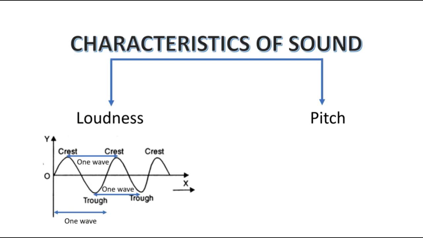Length of the one wave is called wavelength. So till now you have studied how to represent crest and trough, one wave and wavelength in the diagram of a wave.